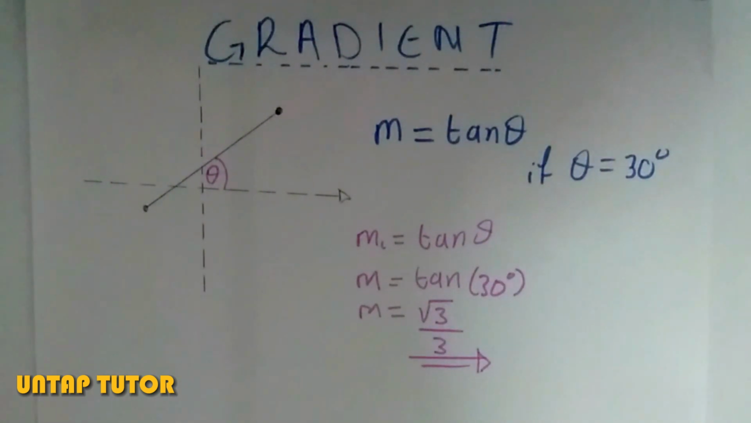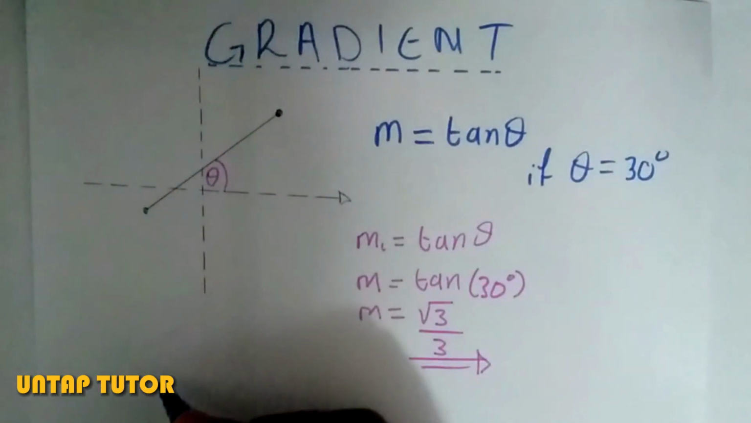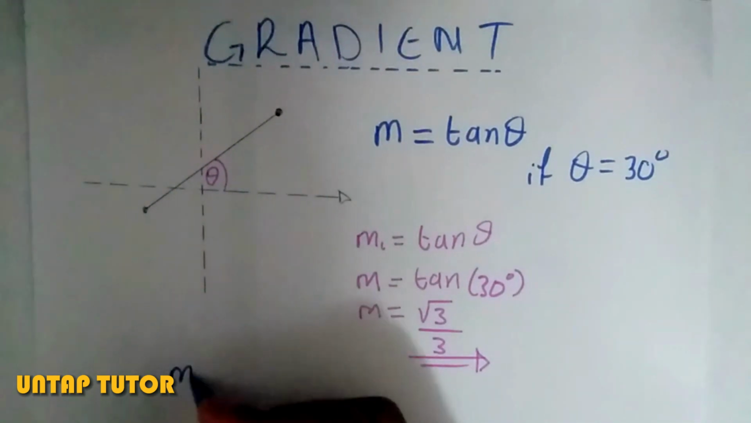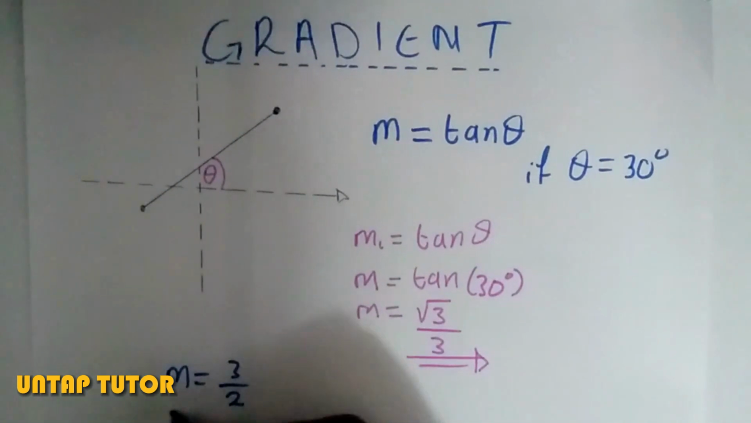It's very easy to use this formula. The only thing you need to understand is that theta needs to be the angle between the positive x-axis and the line. So we might be given a situation like this, as from the previous question, which we found the gradient using the 2 points. So our gradient from the question was 3 over 2.